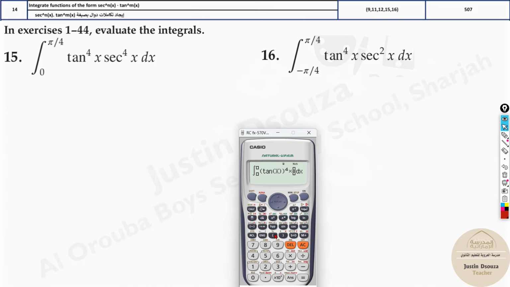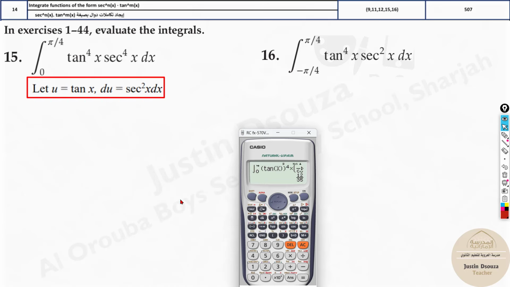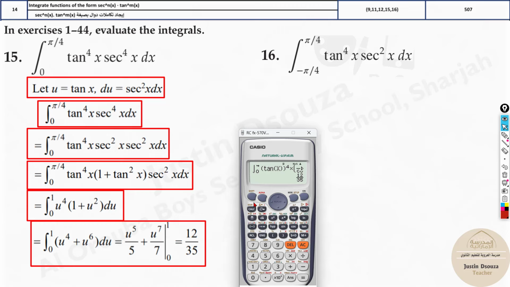Anyways, over here, open the bracket properly. 1 divided by cosine x. Why? Because secant is 1 by cosine x. And now close the bracket and raise it to the power 4. And the limits are 0 to pi, sorry, pi by 4, right? Here it's shift and pi by 4. The answer must be 12 by 35. You might feel it's very easy, yes, but try to do it by yourselves. You might get some error at times.